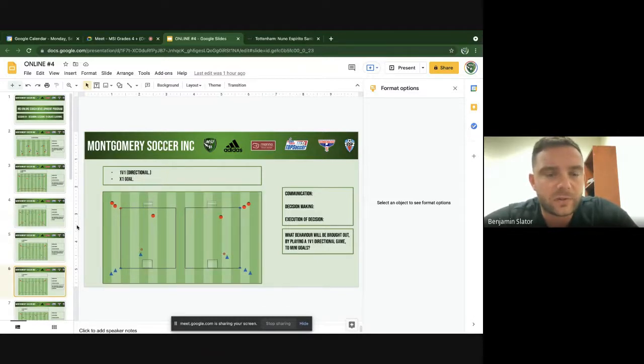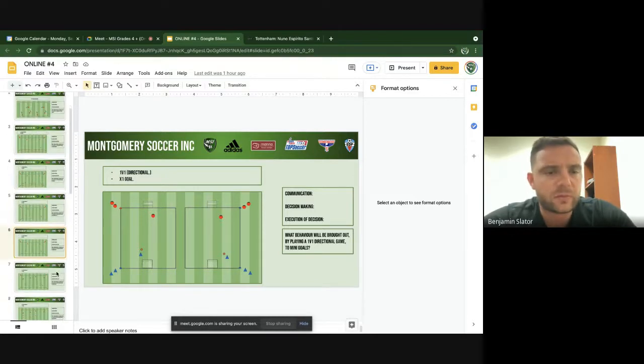Last one. So finally, we have got to, let's say, the perfect scenario. So 1v1, directional, goals in the center. This would be as representative as it could be for players to be able to make the best decisions. They're interacting 1v1, and there's execution of decision. Now, Justin, I'm going to come back to you.